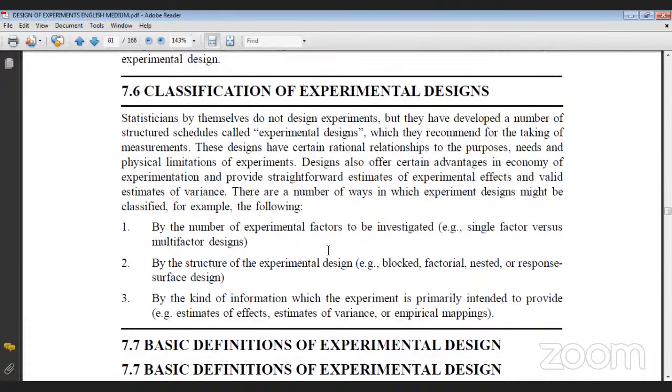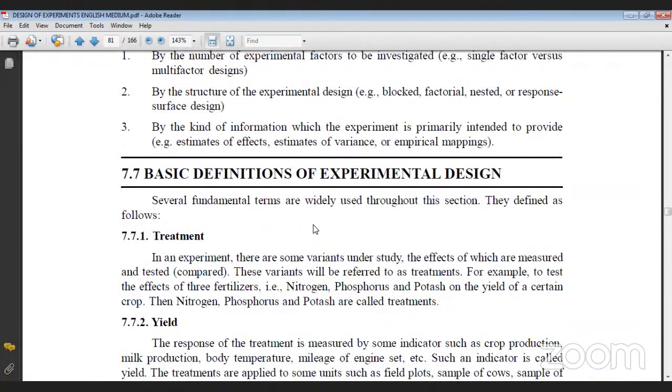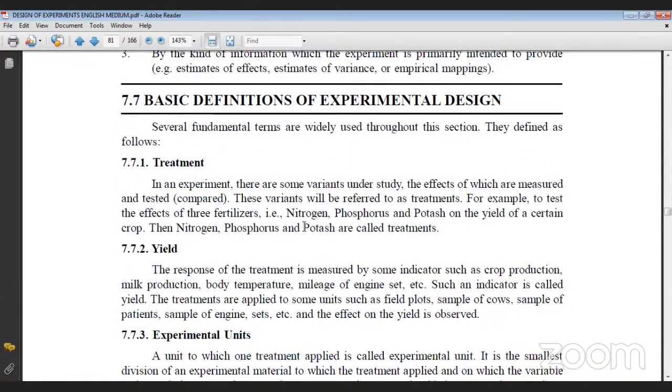Okay, taking here the basic definition of experimental design. Several fundamental terms are widely used throughout this section. They are defined as follows. In an experiment, there are some variants under study, the effects of which are measured. These variants are referred to as treatments. For example, the test includes three fertilizers: nitrogen, phosphorus, and potash. The yield of a certain crop: nitrogen, phosphorus, and potash are called treatments. Yield is the response of the treatment, measured by some indicator, such as crop production, milk production, body temperature, mileage, and engine. Such an indicator is called yield.